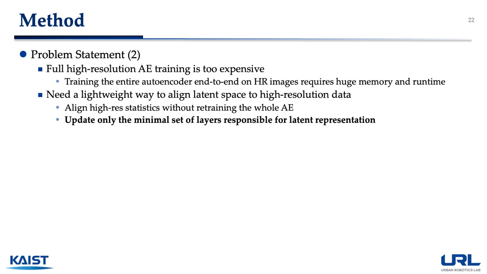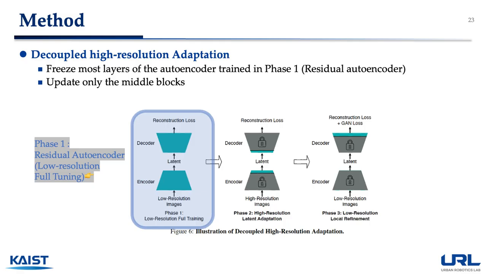Fully retraining the entire autoencoder on high-resolution images would be ideal, but this is computationally too expensive. So we need a more efficient solution that adapts the latent space to high-resolution data without retraining the whole model. This motivates the decoupled high-resolution adaptation, an adaptation strategy with 3 phases. Phase 1 is full training of the residual autoencoder on low-resolution images. This learns the overall compression and reconstruction behavior very efficiently, without the high memory cost of large images.